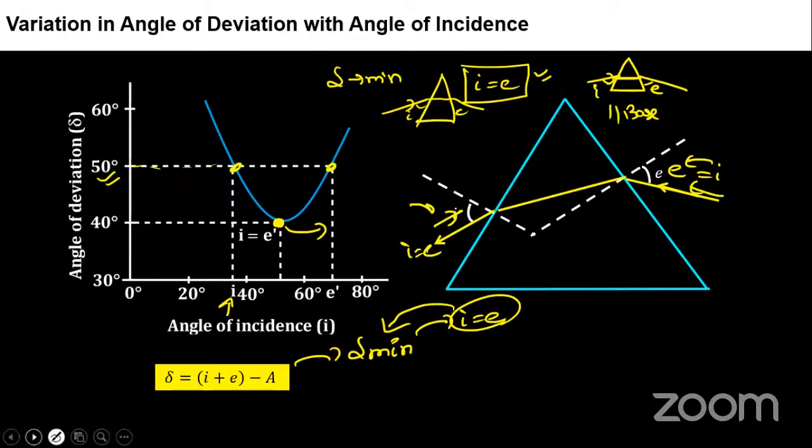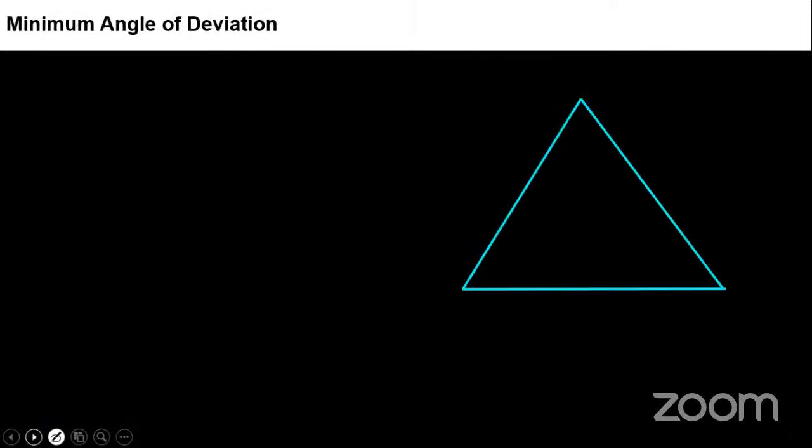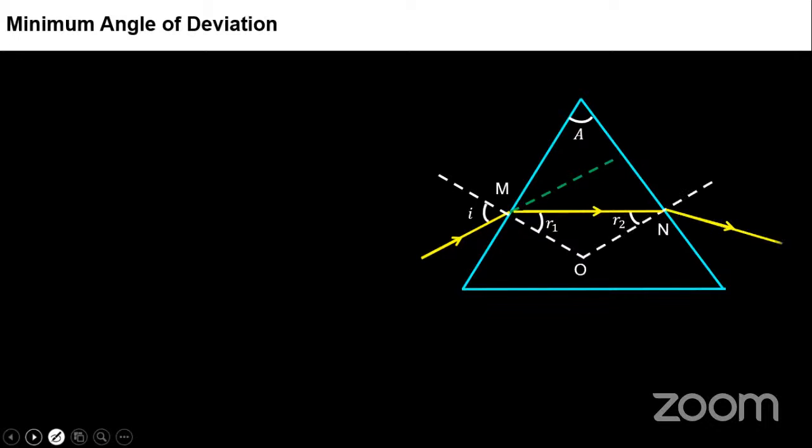Now let us find minimum angle of deviation. This is our prism, very favorite prism. Apex angle A. Ray is going inside. So I told you, if I is equal to E, it will look like this. The ray inside the prism will be parallel to the base and it will emerge as E angle. So for this condition, I angle is equal to E angle. Incident angle is equal to emergent angle.